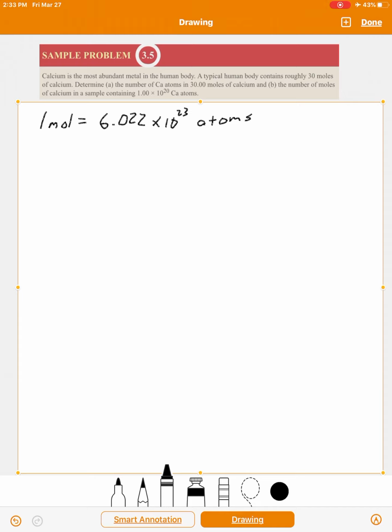So determine the number of calcium atoms in 30 moles. Well, 1 mole has this many atoms of calcium, so how much would 30 moles have? It should have 30 times as much. So what I'm going to do is take the piece of information that we're given in the question, 30 moles of calcium, and then use this as a unit conversion. We want to go from moles to the number of atoms. So I'm going to write this as a ratio.